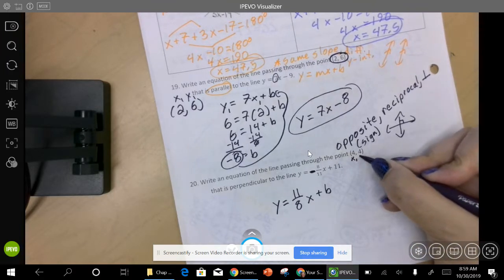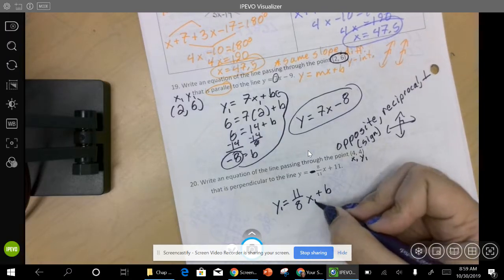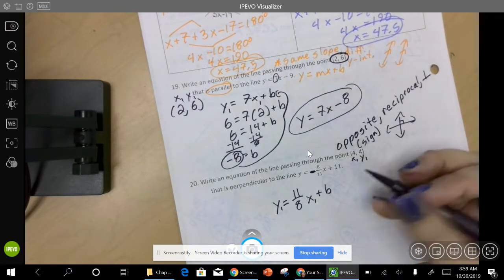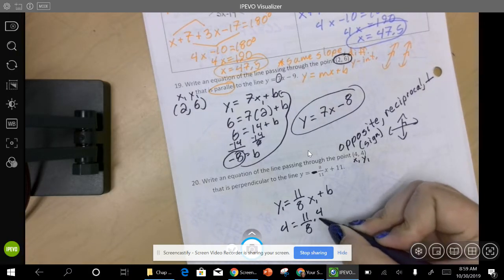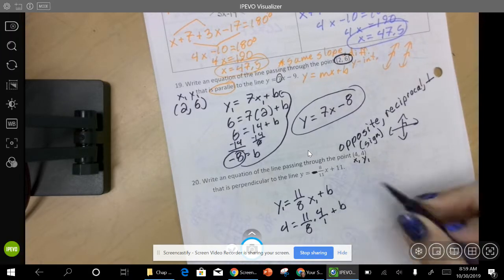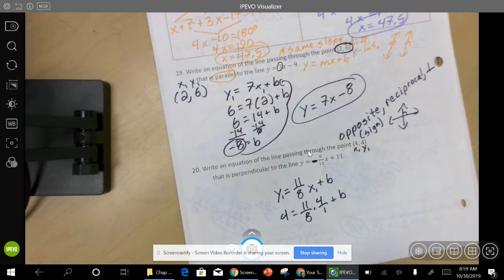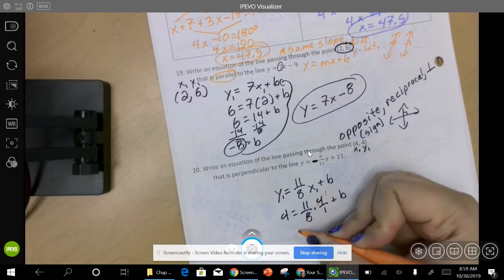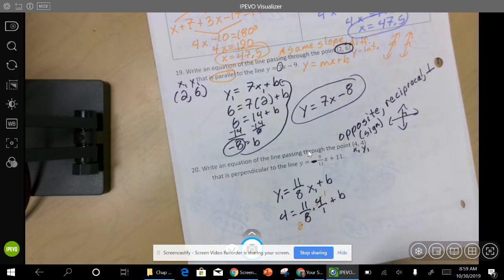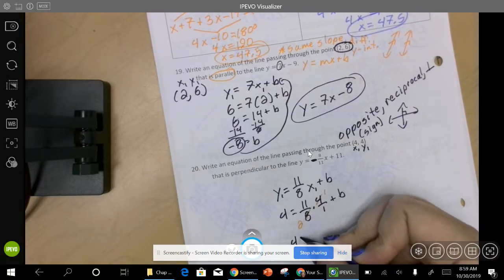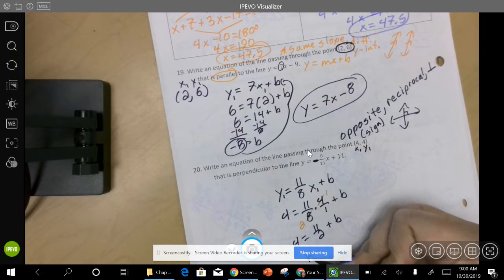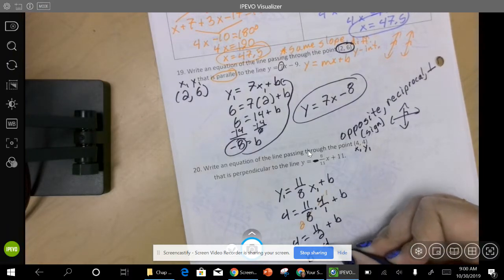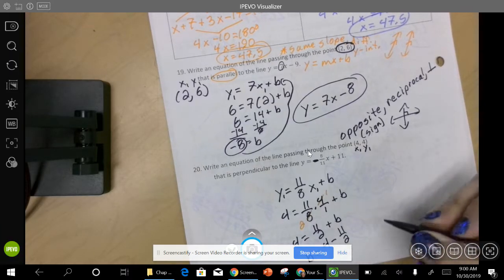I'm still going to use my point, because that's the point that's on this line. We need to find b, so we're going to substitute those in. Okay, so remember, I can go ahead and simplify. So 4 divides into 8 2 times. Now I have 4 is equal to 11 halves plus b. So we're going to have b is equal to 4 minus 11 halves.